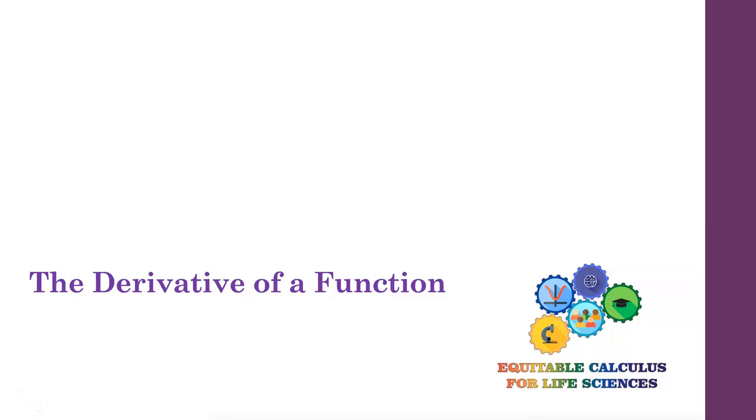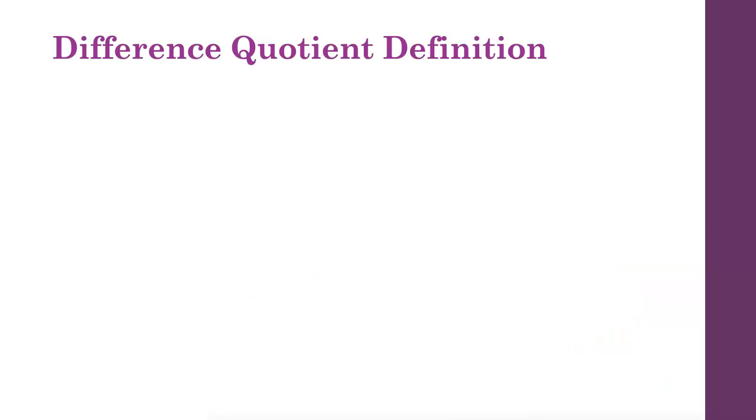So in this section, we're going to look at the derivative of a function and look at the derivative as a function itself. In the last few sections, we've looked at the difference quotient definition to calculate the slope of a tangent line at any one point. What that would give us is a numerical value for the slope at that particular place.